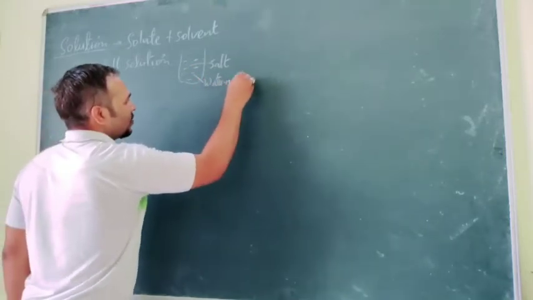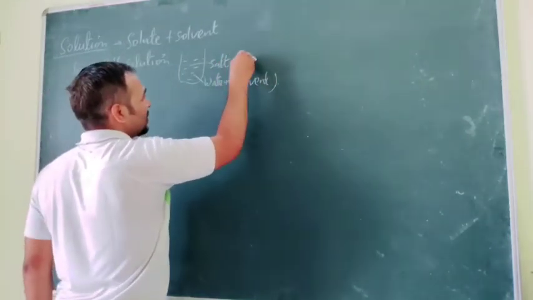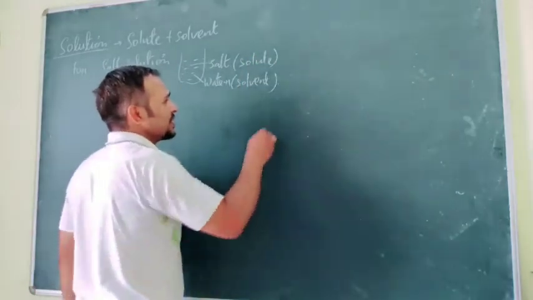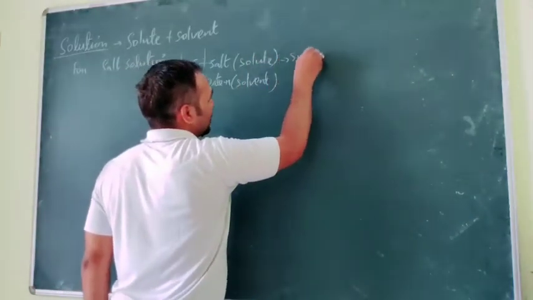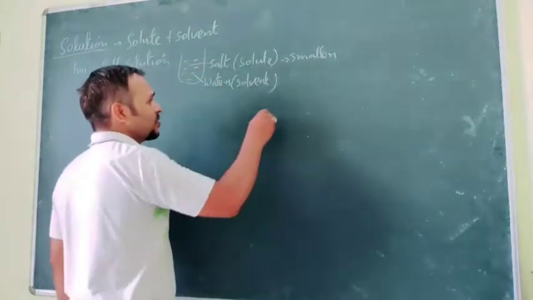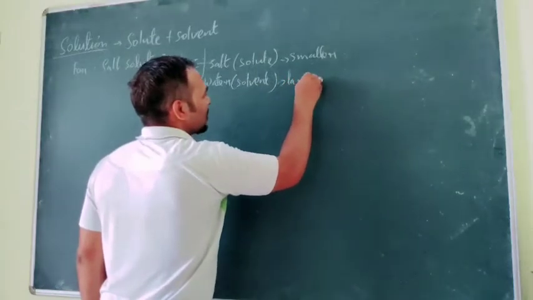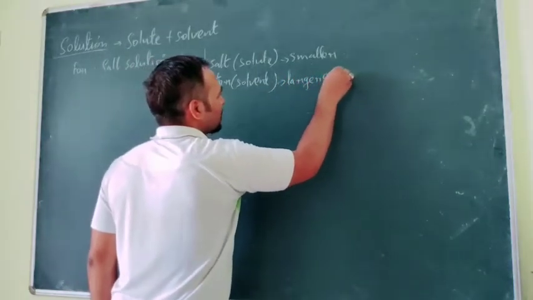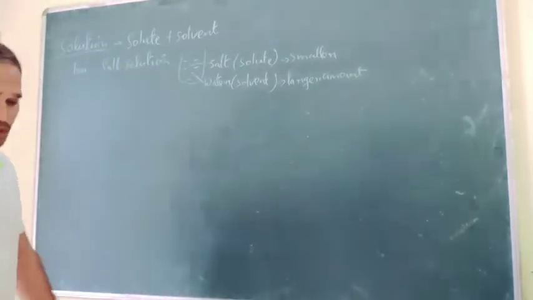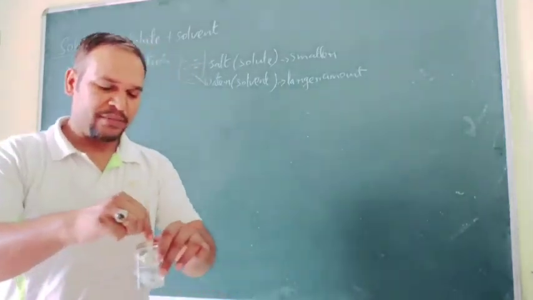So the water is called solvent, right? And the salt is called solute. Solute is always present in a small quantity, right? In a smaller quantity, and similarly the solvent is always present in larger amount or larger quantity. Here I will show you. This is the ready-made salt solution I have made.